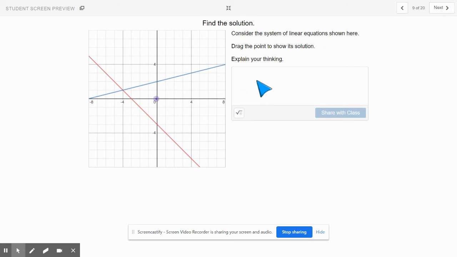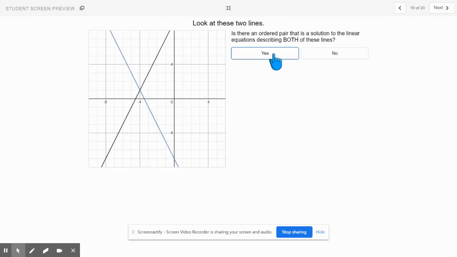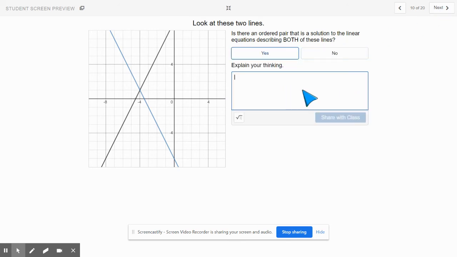You can type whatever you feel. All right, here, is there an ordered pair that is a solution to the linear equations described by both these lines? Ordered pair, fancy word for, is there a point? Is there a coordinate point? Like the bullseye, is there an X and a Y value? If there is, go ahead and put it in the box after you hit yes, there is an answer. Explain your thinking.